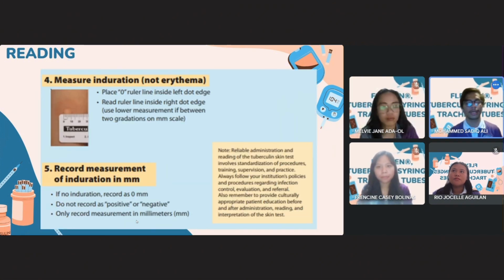Next is marking the induration, using our fingertips as guides for marking the widest edges of the induration across the forearm. Next, we have measuring the induration, not the erythema. Place the zero ruler line inside the left dot edge, then read the ruler line inside the right dot edge. Lastly, record the measurement of induration in millimeters. If there is no induration, record it as 0 millimeters. Do not record the induration as positive or negative, but only record the measurement.